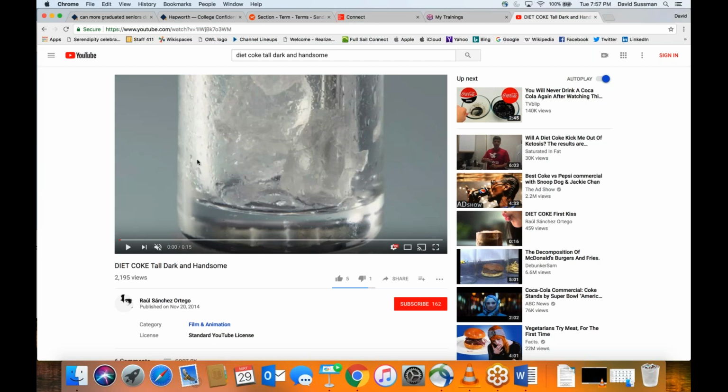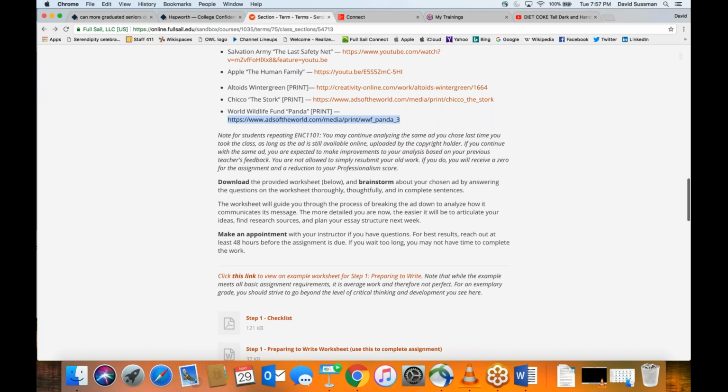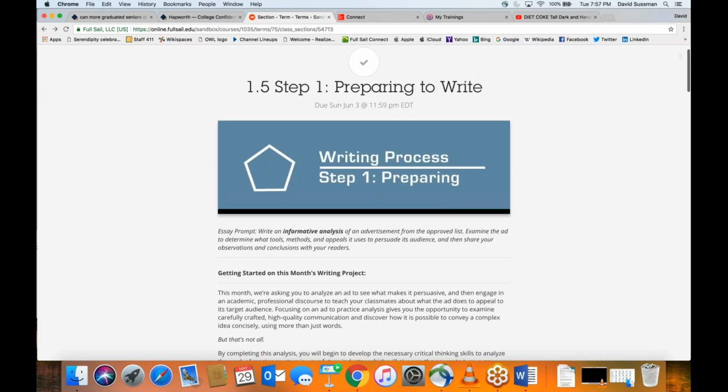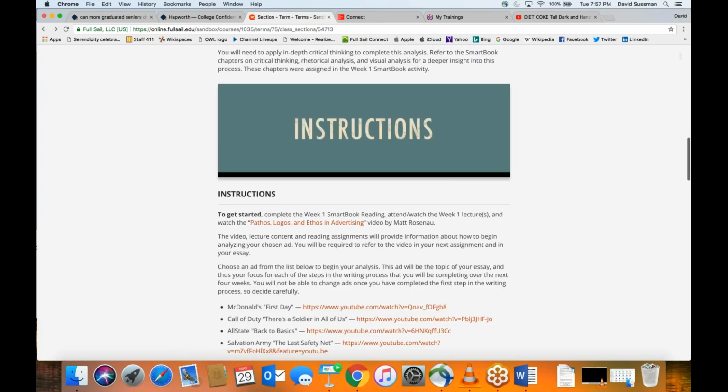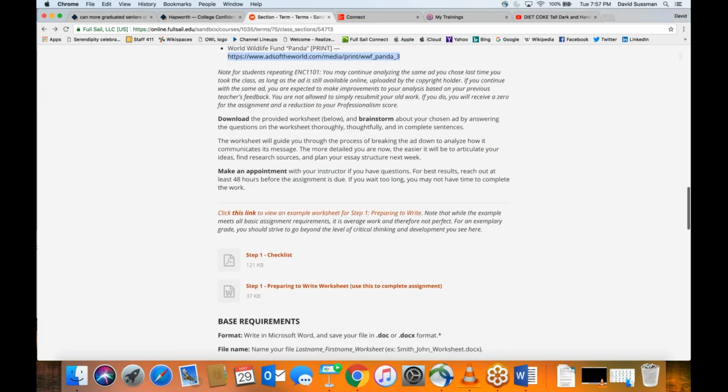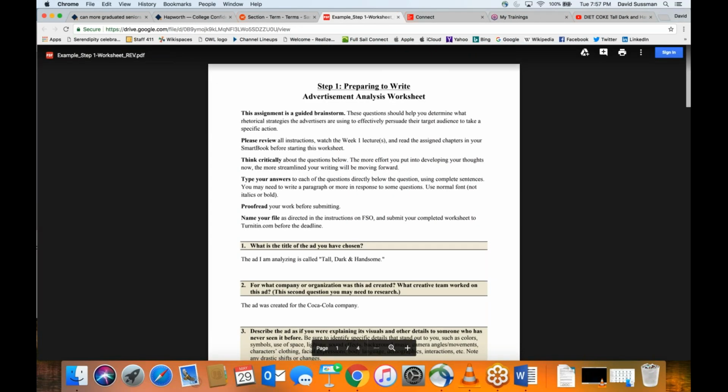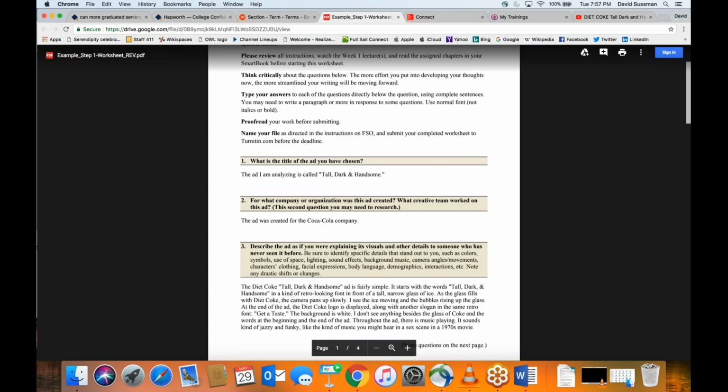Yes, no, maybe so. Here, let me open up the worksheet. You can read through the instructions. There are a lot of them, I know, for this first major assignment, the brainstorming activity. Do notice that you have a sample. It says click this link to view an example worksheet. So if you click on it, you can see a previous student's completed worksheet on the Diet Coke ad, tall, dark, and handsome.